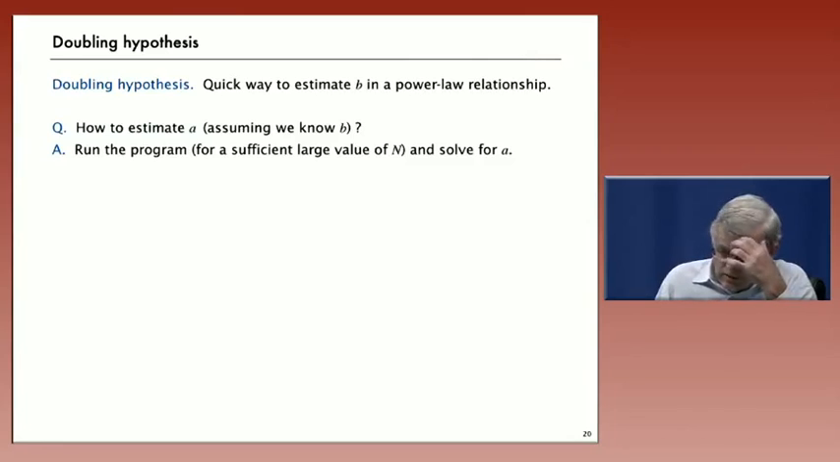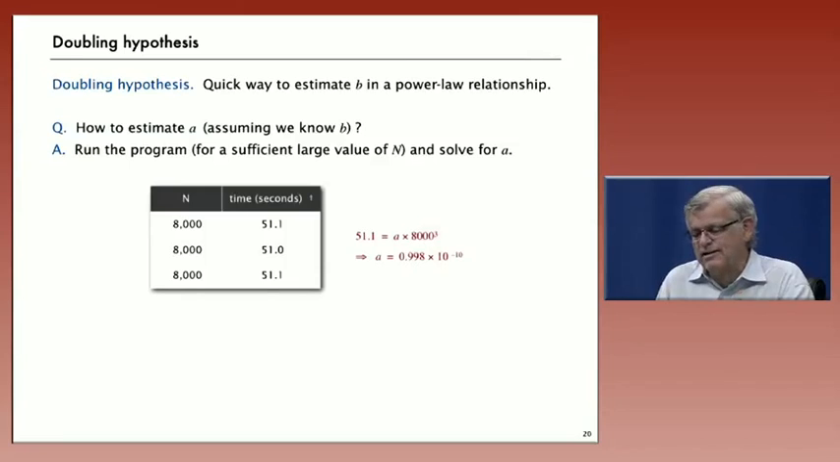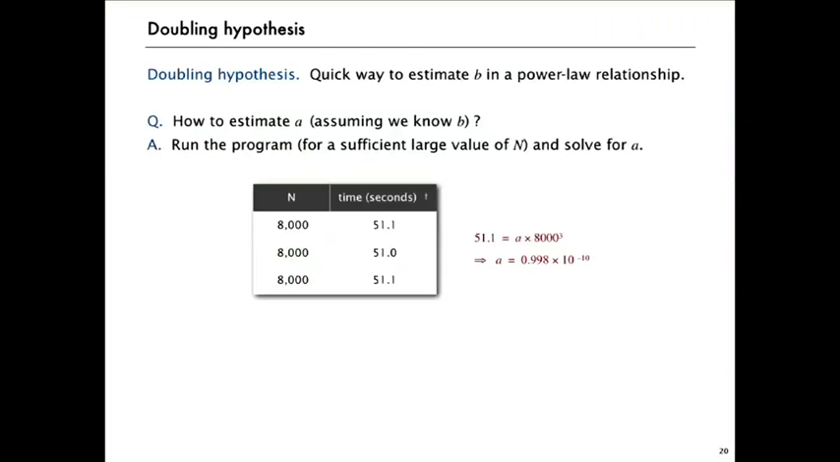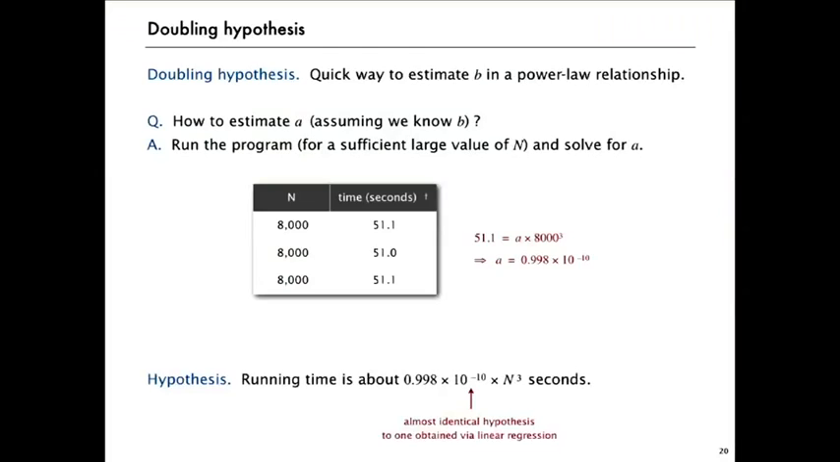So that's what I said before: we have this quick way to estimate b in the power law relationship. How do we estimate a? Well, we can just run it and solve for a. So once we've decided that that exponent is 3, let's run it for some big n, and we get a pretty close model to the one we had from plotting things. So it's almost an identical hypothesis, and we just got it by running the program, doubling n each time.